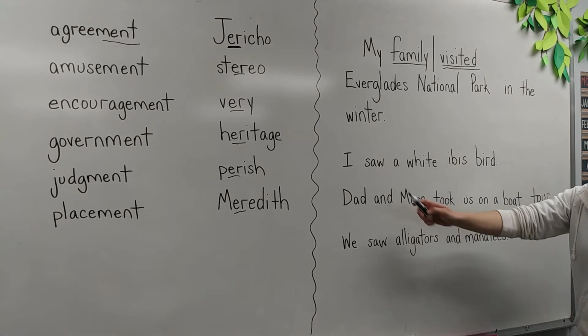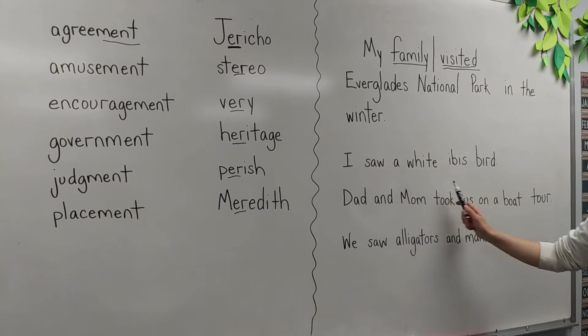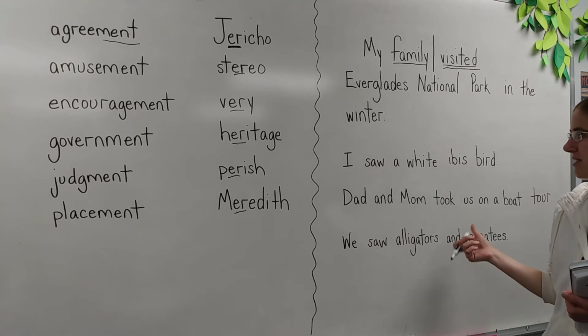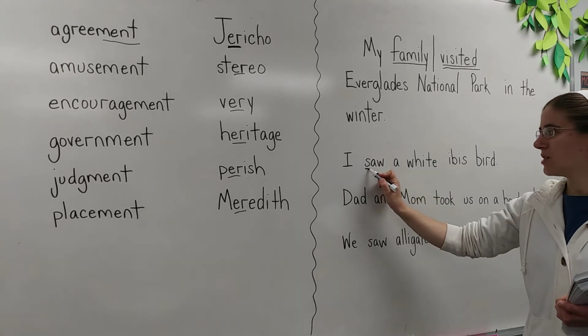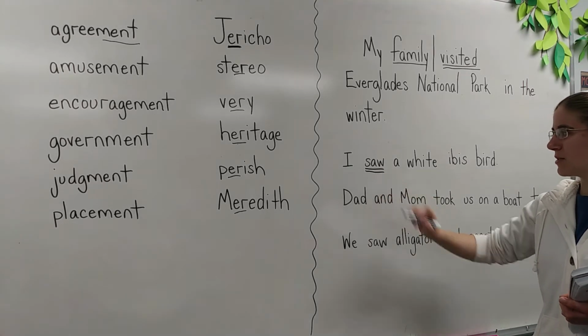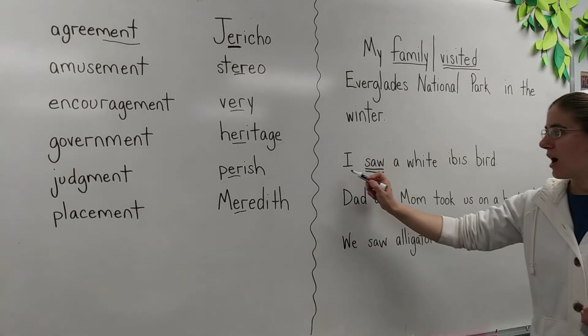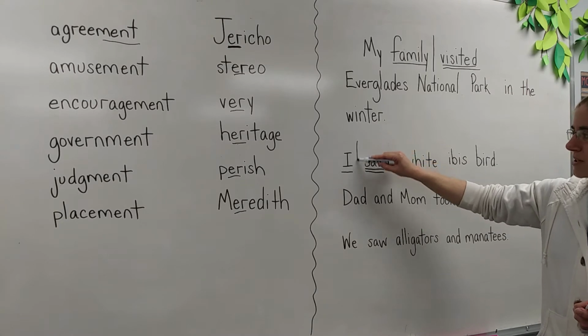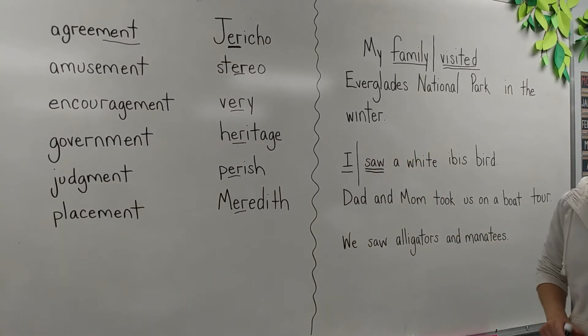We'll read the next one. I saw a white ibis bird. What is the action in the sentence? I saw. Saw is my action. It's my verb. Who saw? I saw. And I divide between the subject part, which is I, and the predicate part. Saw a white ibis bird.